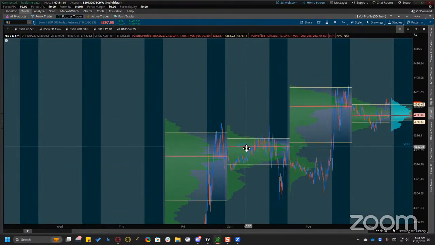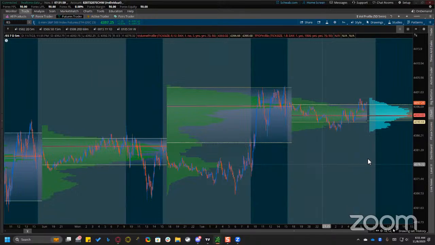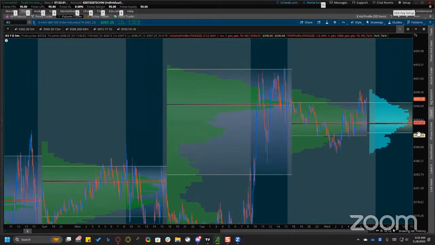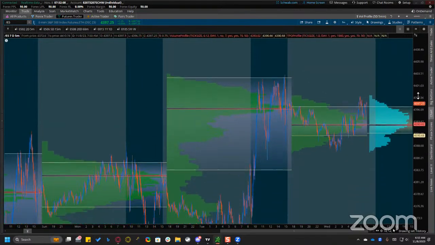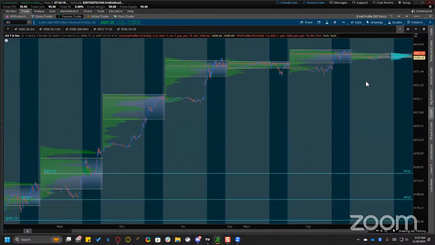The Monday VPOC was wiped out during that push yesterday. There isn't any reason to have one for yesterday because we've already cut through that zone multiple times. If you're just using basic textbook volume profile analysis, you would want to carry forward yesterday's point of control and the value area high and the value area low. But we're using VPOC, and so we're only going to carry it forward if it hasn't been hit yet.